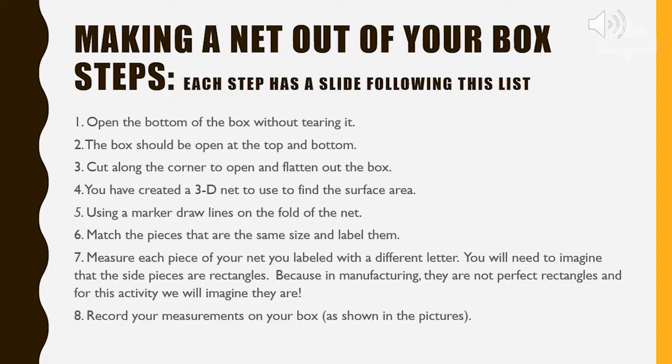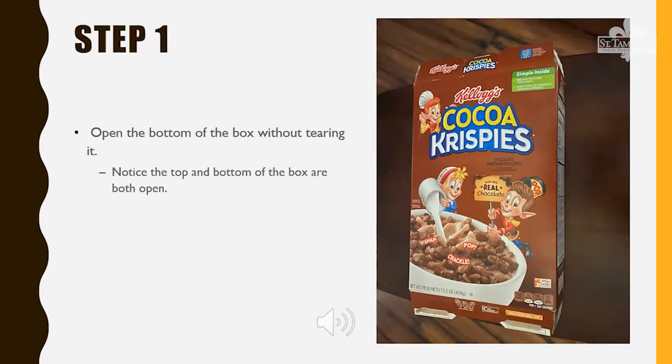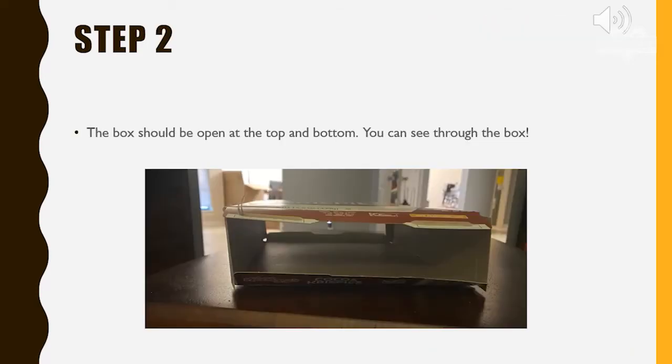I've created a list of steps that you will use to find the surface area using the net, as well as slides for each step with a picture so you know if you're doing it correctly. For step 1 of the activity, you are going to take your box and open the top and the bottom without tearing it. Notice the top and the bottom of the box that you see on the side of Cocoa Krispies is open, top and bottom.